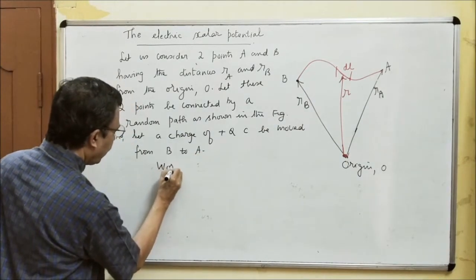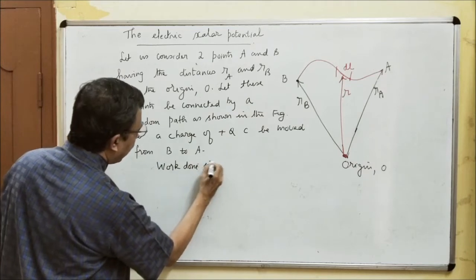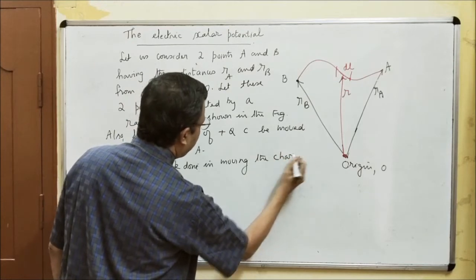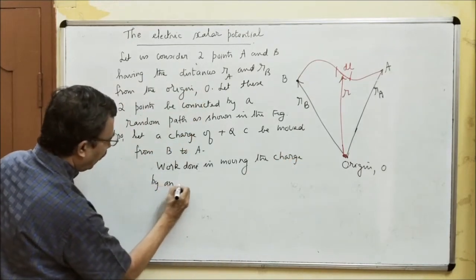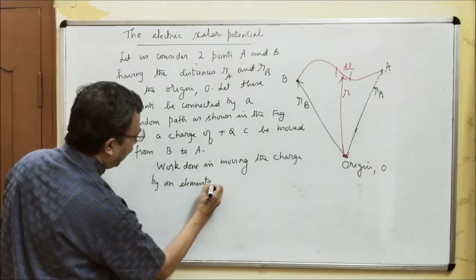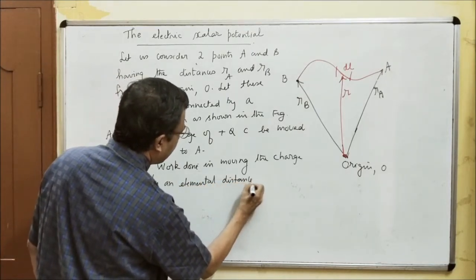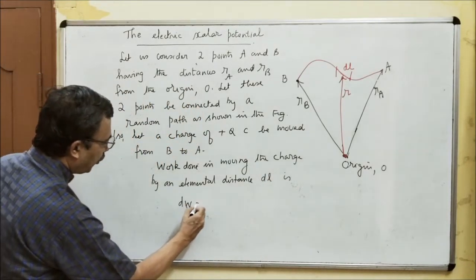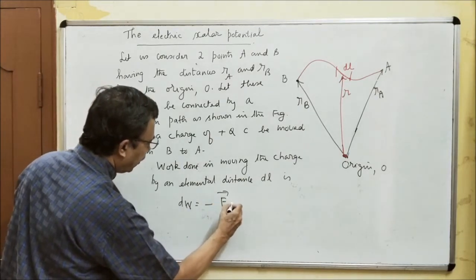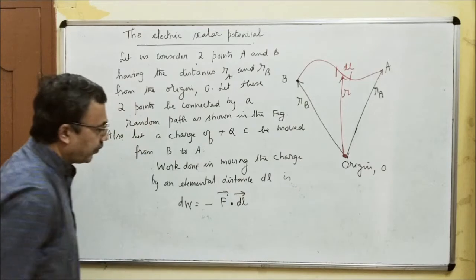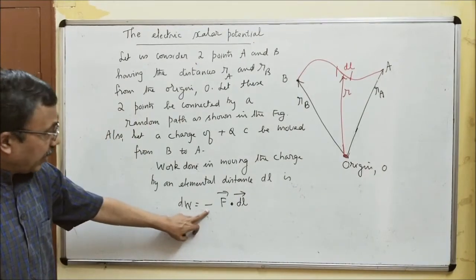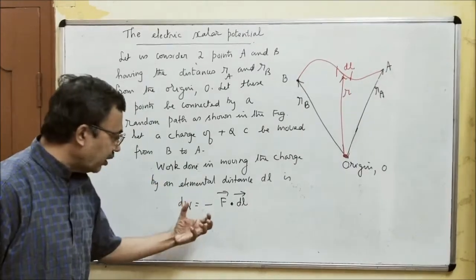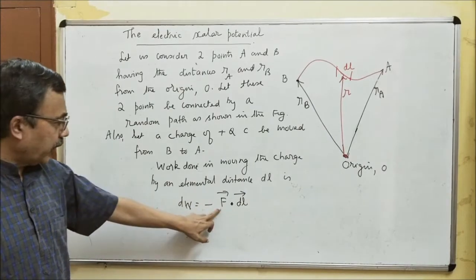Work done in moving the charge by an elemental distance dl is, what is work done? dW equals minus F dot dl. The negative sign indicates that the work is done by an external agent and not by the force.